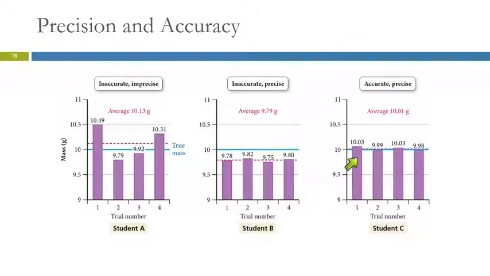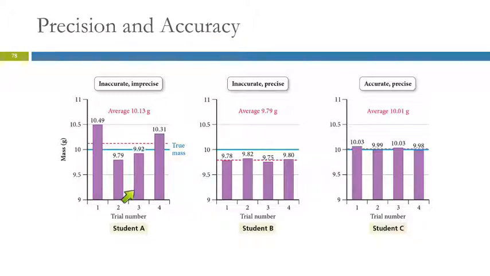So we see student C, the average very close to the true value, accurate. We see that these purple bars, each of these measurements is similar in height. They're close together, so this is also precise. If we look at student B, the average was low compared to the true value, not precise. I'm sorry, not accurate. But these results are very consistent. All of the values are close together. It's precise. So you can be precise and not accurate.